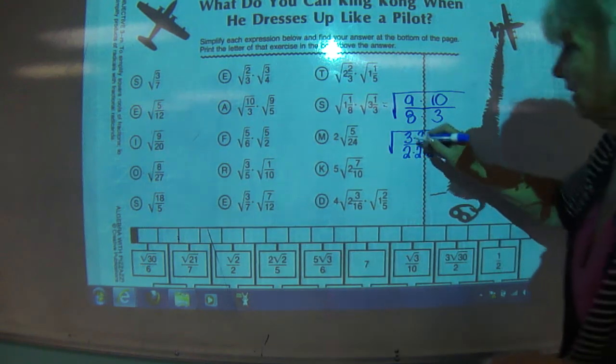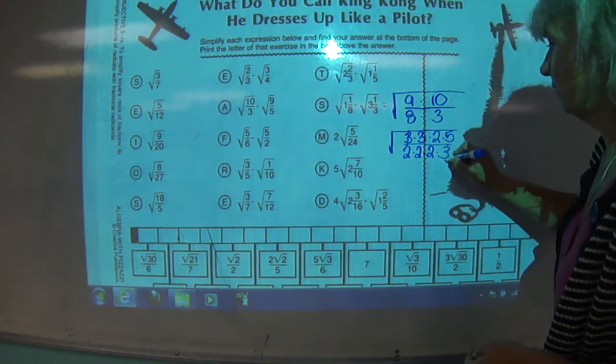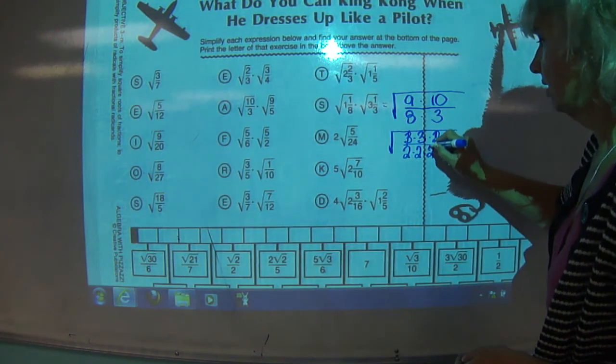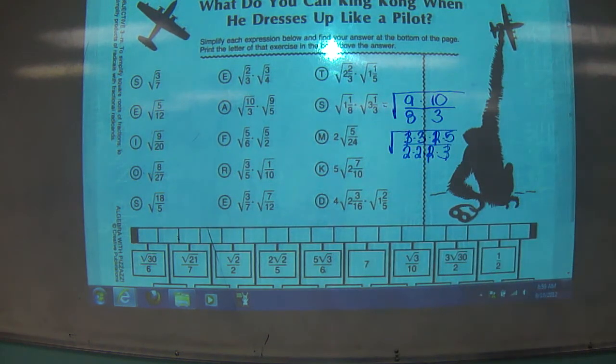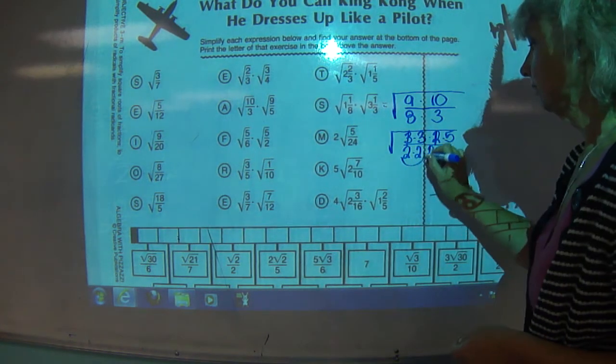Absolutely. A 3 can go with a 3. A 2 can go with a 2. Do you see any one that can break out of square root jail? How about the double 2 in the denominator?